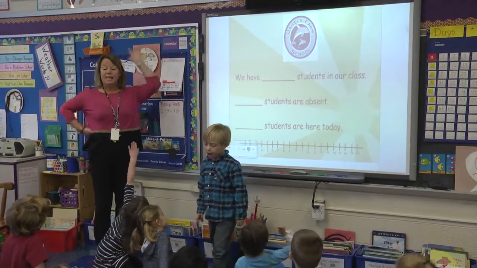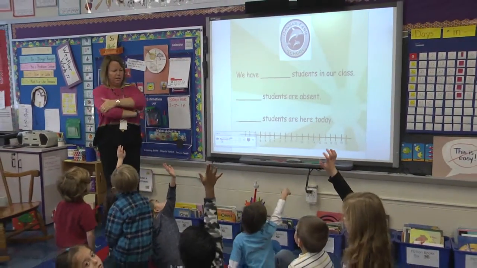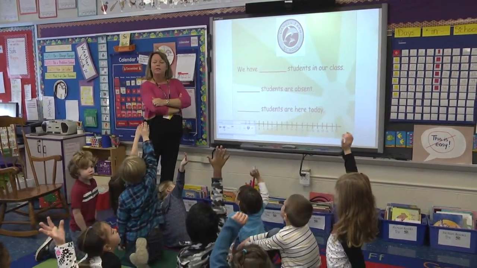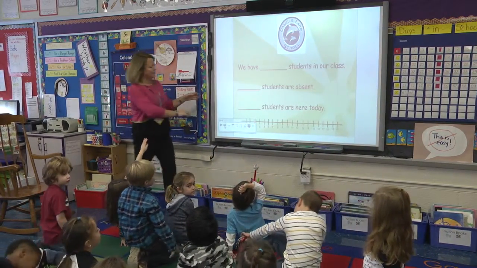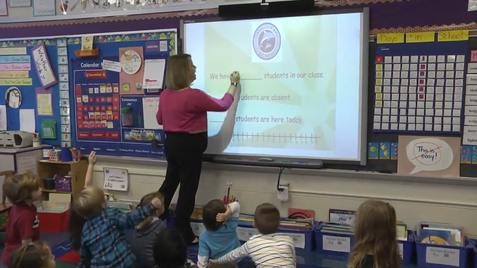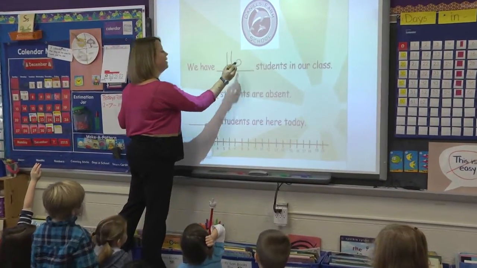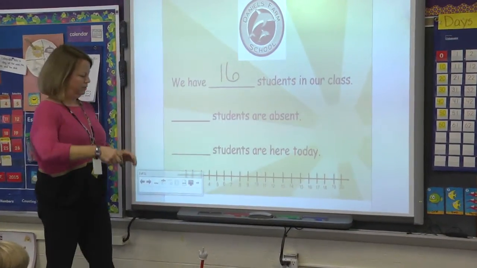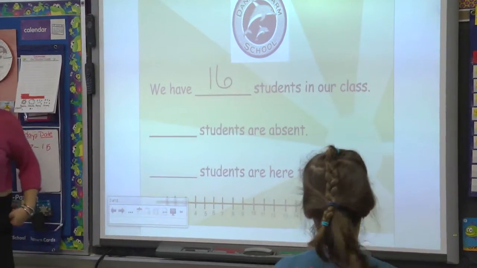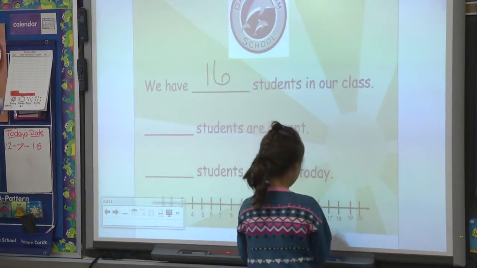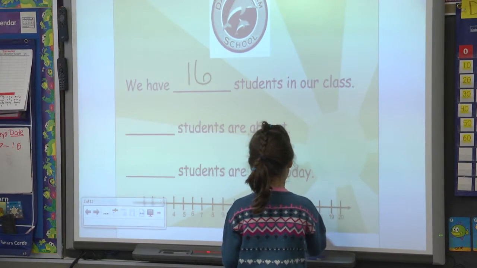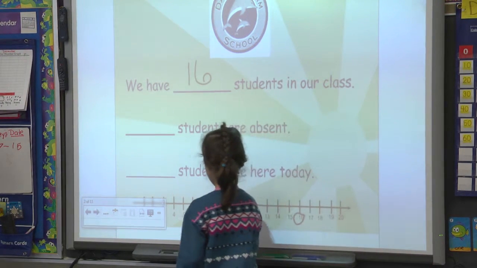Okay, so take a look up here. If everybody's here, how many students are in our class? Kelly, how many students are in our class? 16. I'm going to write that up here. And Kelly, can you come up and circle that on our number line, please? The number 16. Okay, we have the number 16.